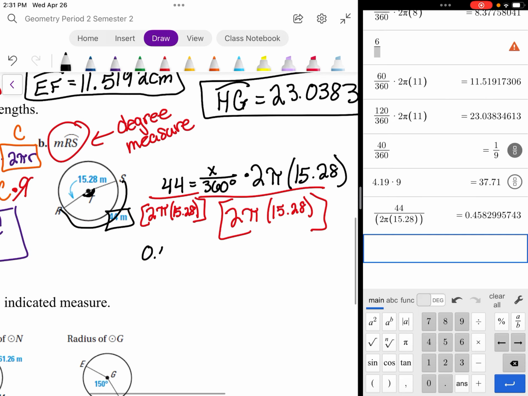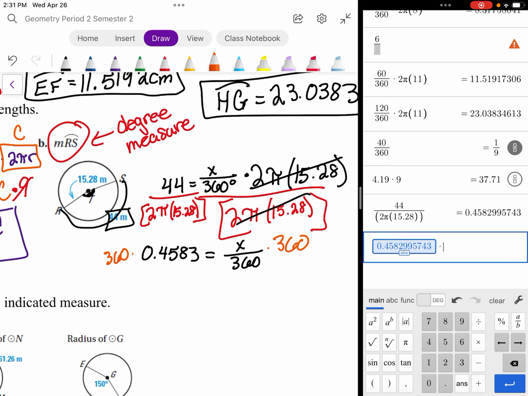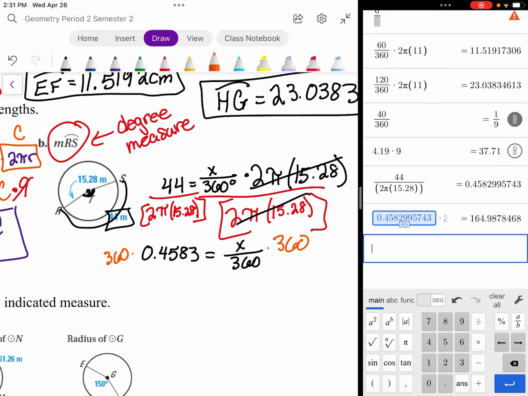Because this is not our final answer, we're going to round to at least 4 decimal points. And this is going to be equal to x over 360. Then to get x by itself, we just have to multiply by 360 on both sides. So I'm going to take my answer times 360, and that gives us about 164.9878 degrees for x. So this one, if we were to round to 1 decimal point, it would just round up to 165 degrees. And that would be our answer.